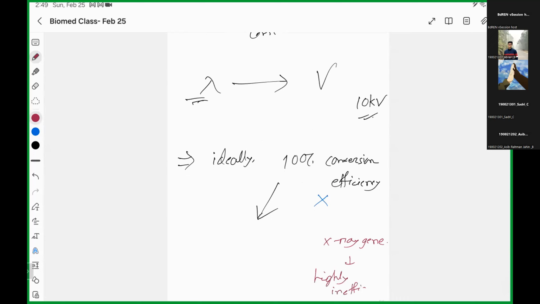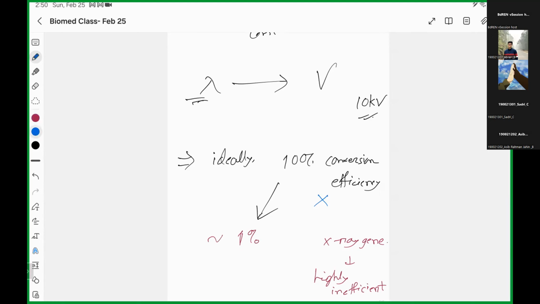Highly inefficient. You see, we are not talking about UV, we are talking about X-ray. That's one of the lowest that we can actually produce here. So the energy conversion efficiency is around 1%. Very small, very tiny. So what happens to the other portions? Where does the other energy go?